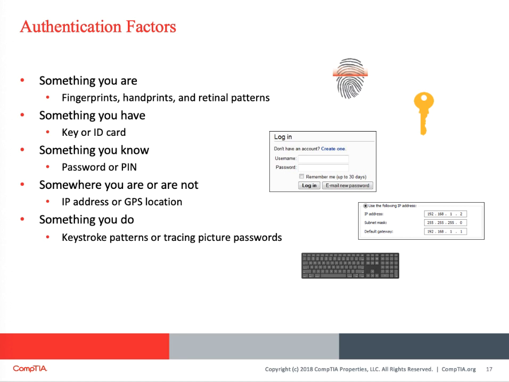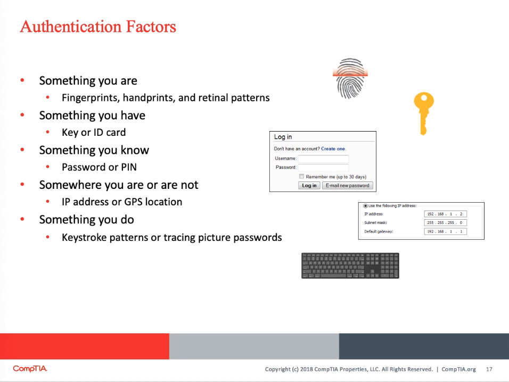It could be GPS location, right? So maybe we only want people logging in from North America. Yeah, you can work from home, whatever you want to, but the minute it says that you're in Moscow, it's not going to let you on, right? Somewhere you are or are not.